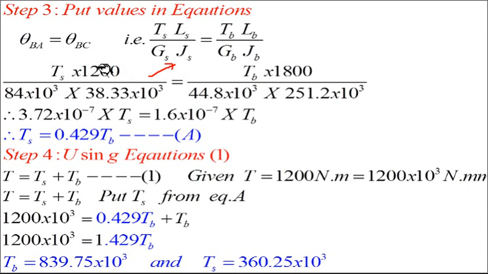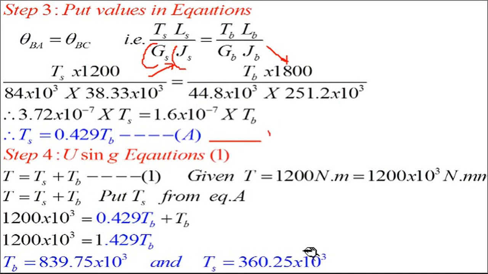So T as it is, L is 1200, G is the modulus of rigidity for steel, J is the polar moment of inertia for steel, and similarly for brass. You write down all these values. Here TS and TB are not known, so we will get the relation that TS is equal to 0.429 TB. Say this is equation 1 or A.